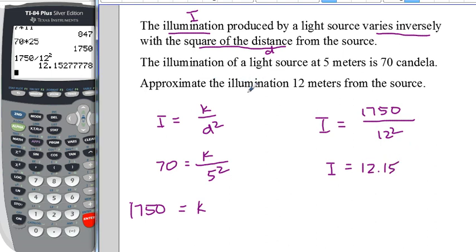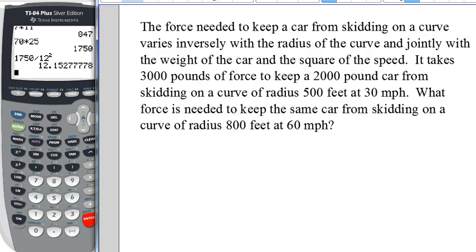And the illumination had this unit called candelas. So I'm going to just say 12.5 candelas. There we go. All right, let's try another one.